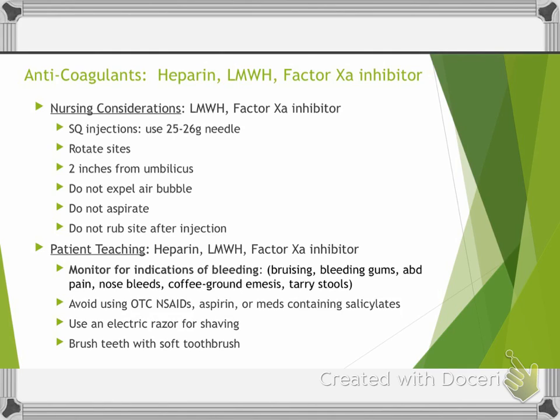So nursing considerations with enoxaparin, a factor 10A inhibitor. Sub-Q injections, use the 25 to 26 gauge needle. Make sure you're rotating sites 2 inches from the umbilicus. You don't want to expel the air bubble so that you give all the medicine, okay? Don't aspirate because this could cause tissue damage, and don't rub the site after injection because it will cause additional bruising.